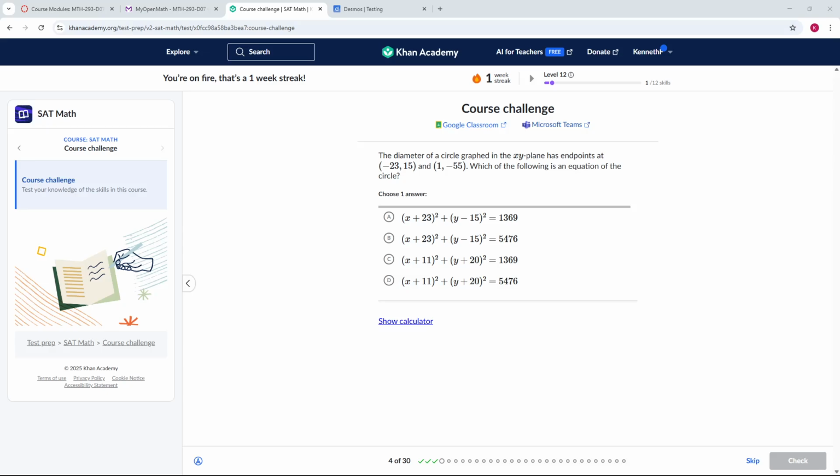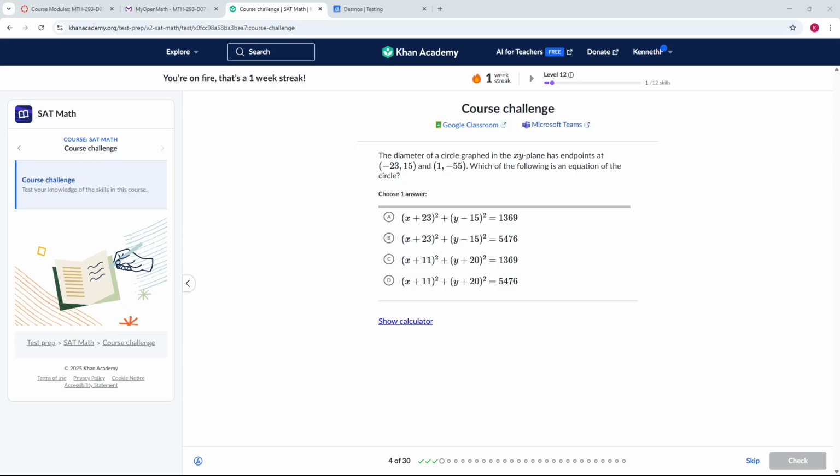Now, if we remember, the distance formula is the square root of (x2 minus x1) squared plus (y2 minus y1) squared, where (x2, y2) are a point, and (x1, y1) are a point. So the distance here is finding the diameter. So the radius is actually 1/2 the distance. So we can say d.